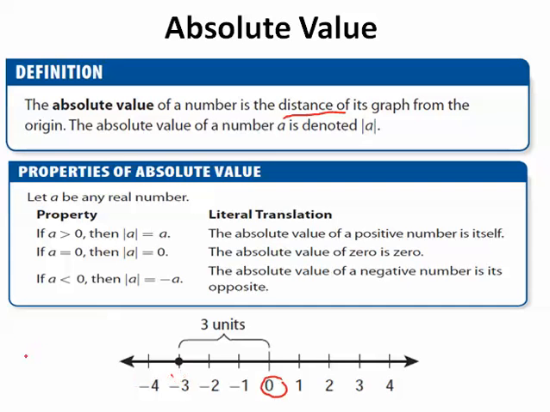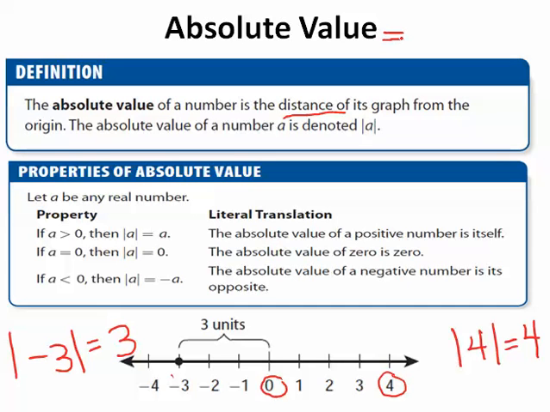So if I tell you the absolute value, which has two vertical lines, of -3, you're going to tell me that that's +3 because we are still 3 units away from 0. If I tell you the absolute value of 4, you're going to tell me that's still +4 because distance is always positive. Remember that absolute value is a distance.